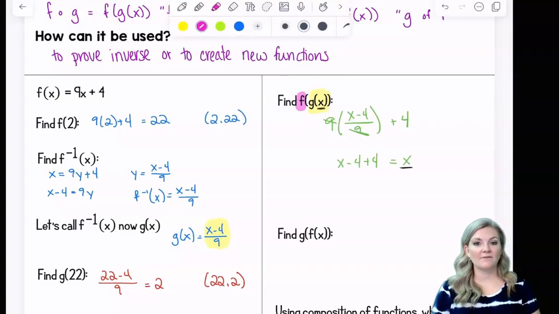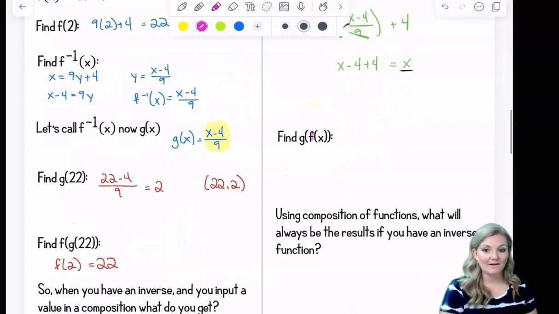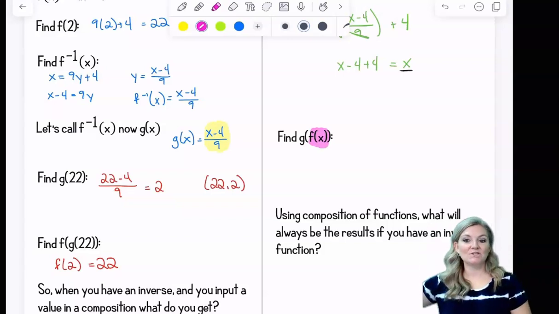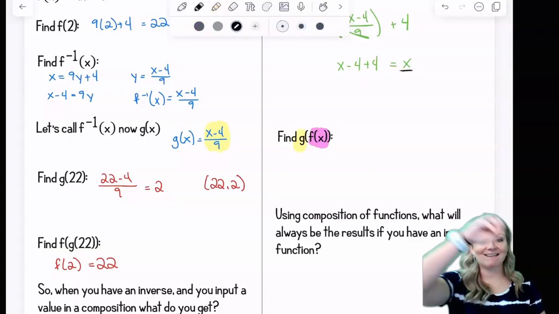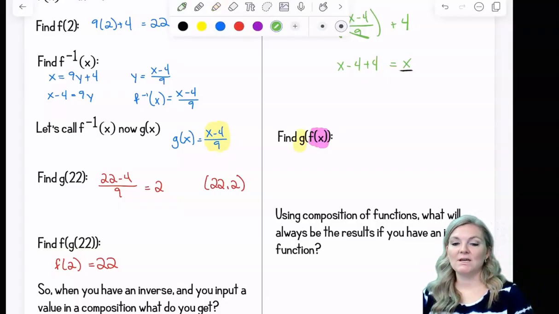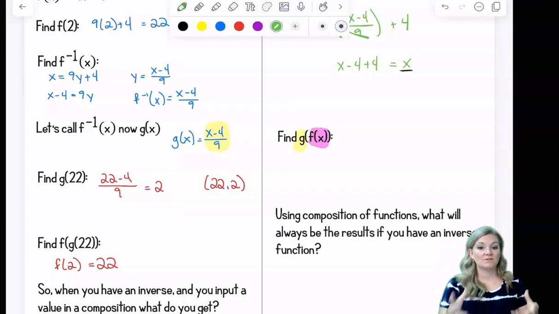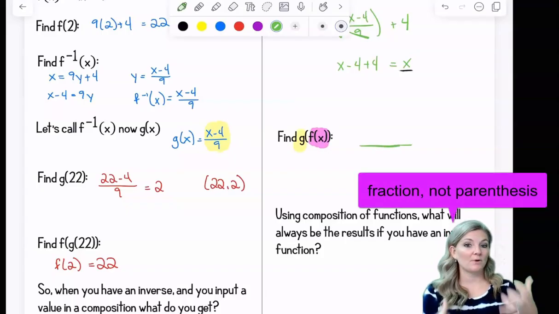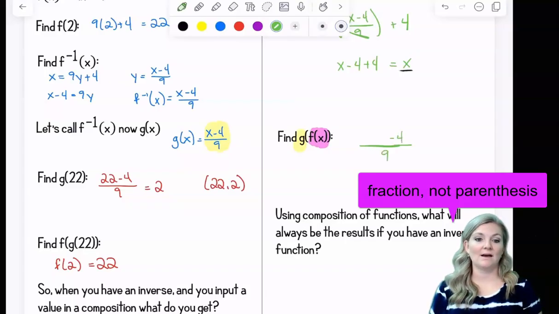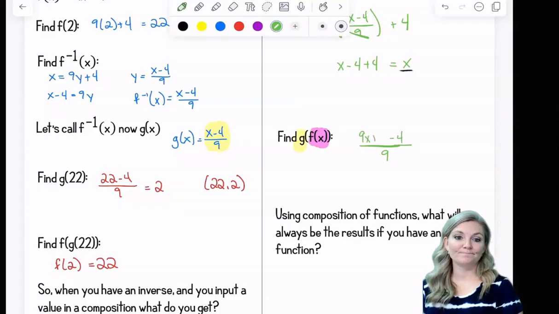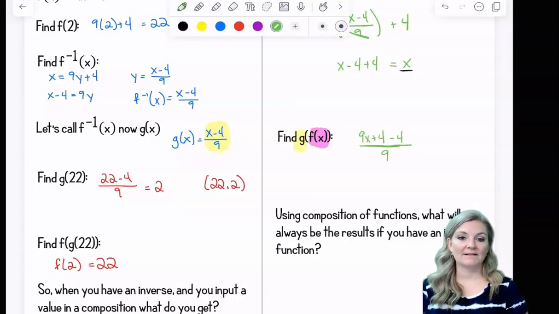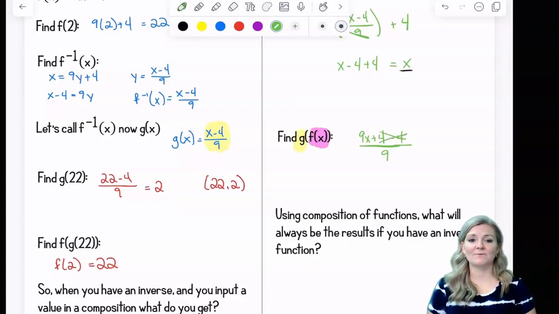Now finding g of f of x. So now f is getting plugged into g. Again, f, the 9x plus 4, is getting plugged into the input onto g. So plugging in, starting with g now. G starts with the parenthesis, the minus 4 on the top, and the 9 on the bottom. But now the x is 9x plus 4. The input is now 9x plus 4. My plus 4 and my minus 4 cancel out, so I have 9x over 9. The 9s cancel out, and I have an x.